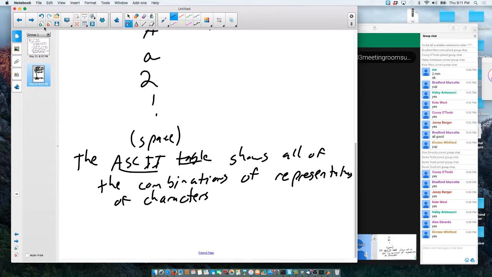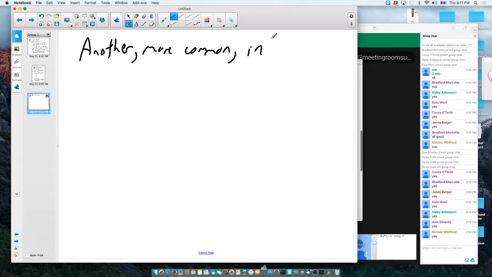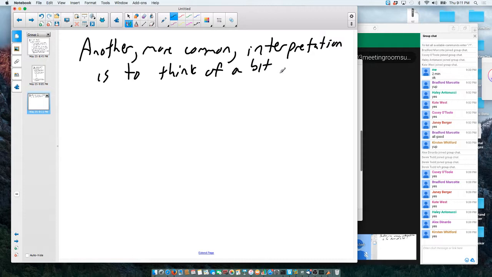But another, more common interpretation is to think of a bit pattern as a number. So here's the thing. If all you have to count with is zeros and ones, right?